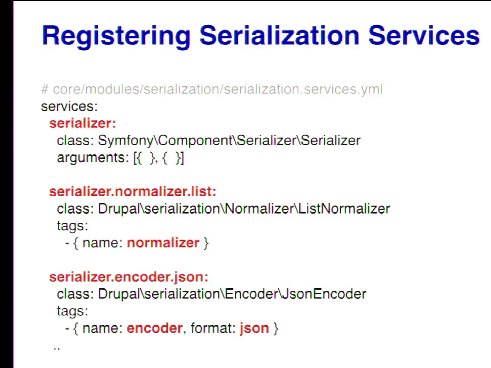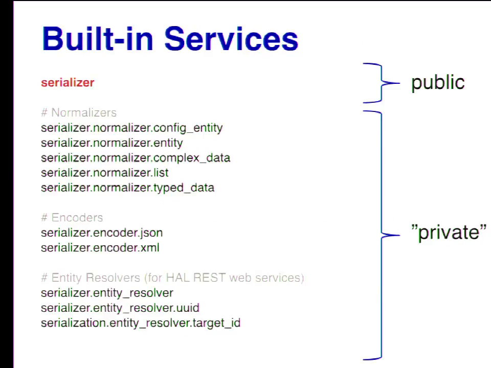The same thing happens with the encoder. Here, a JSON encoder instance is defined, and with the tag name encoder, it's going to be created as an instance and passed into an array as the second parameter, for the format JSON. So you end up with lots of services that are being defined.